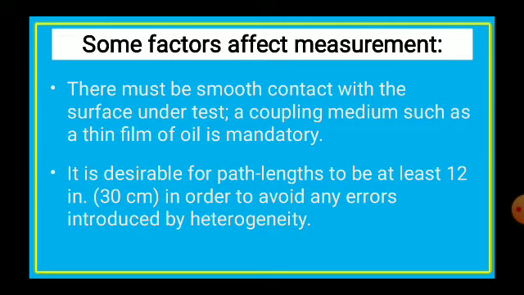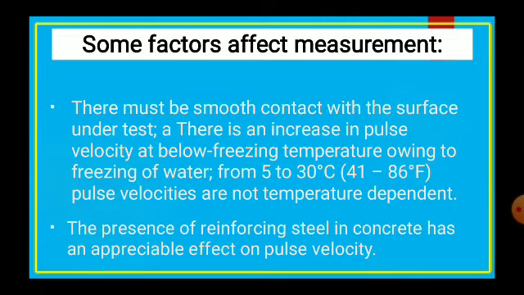It is desirable for path lengths to be at least 12 inches or 30 centimeters in order to avoid any errors introduced by heterogeneity. There is an increase in pulse velocity at below freezing temperature owing to freezing of water. From 5 to 30 degrees Celsius or 41 to 86 degrees Fahrenheit, pulse velocities are not temperature dependent.